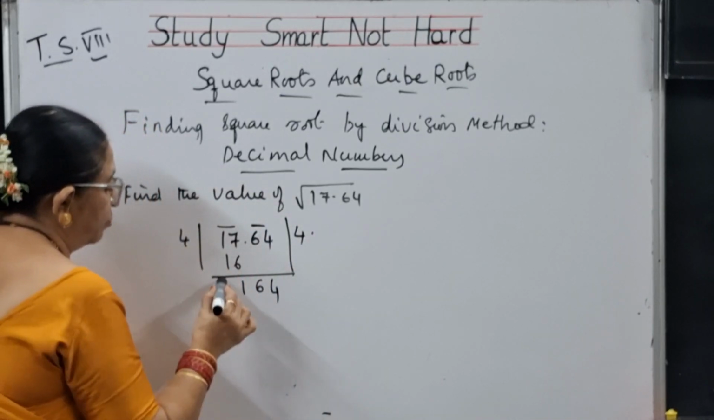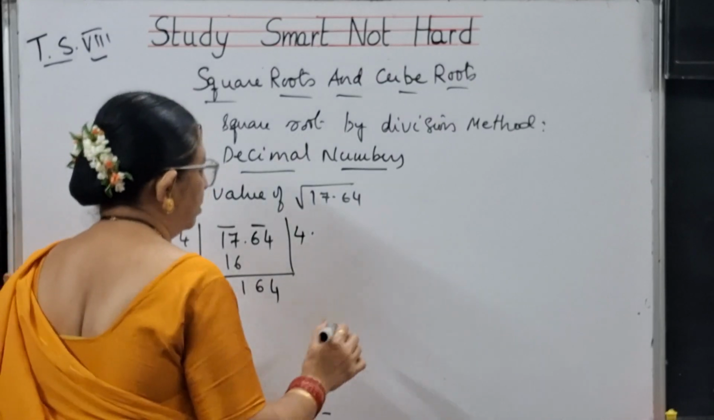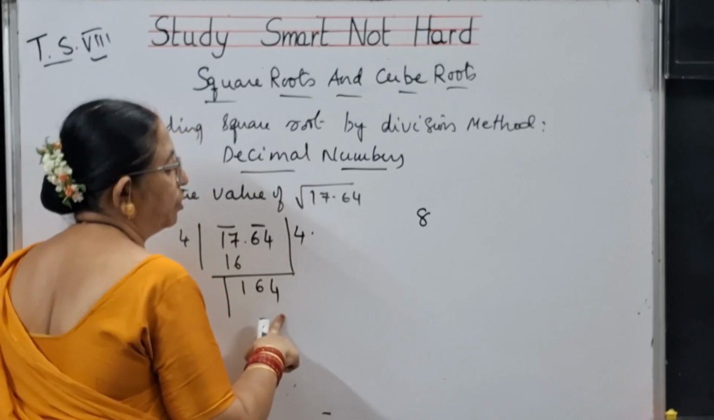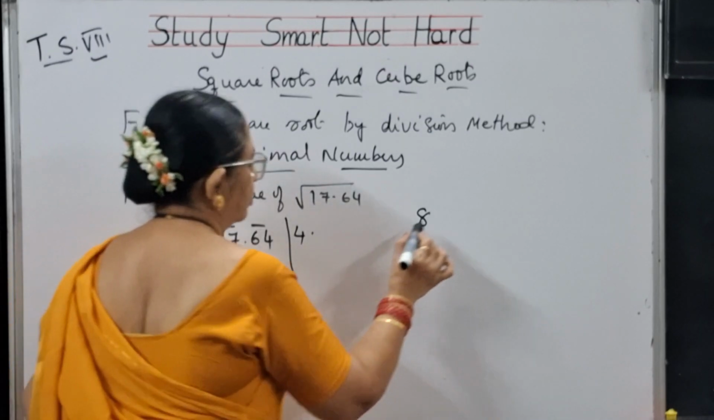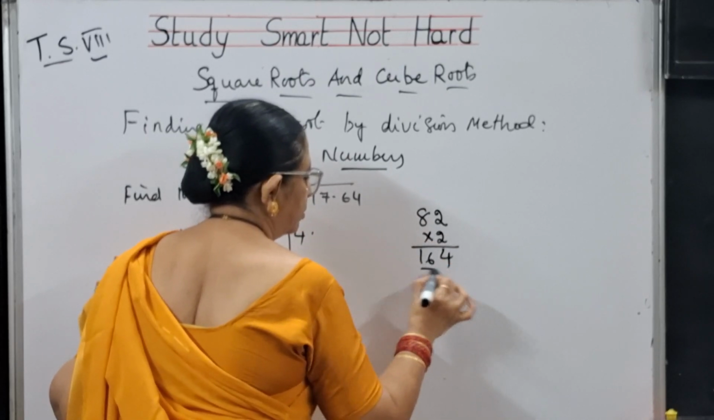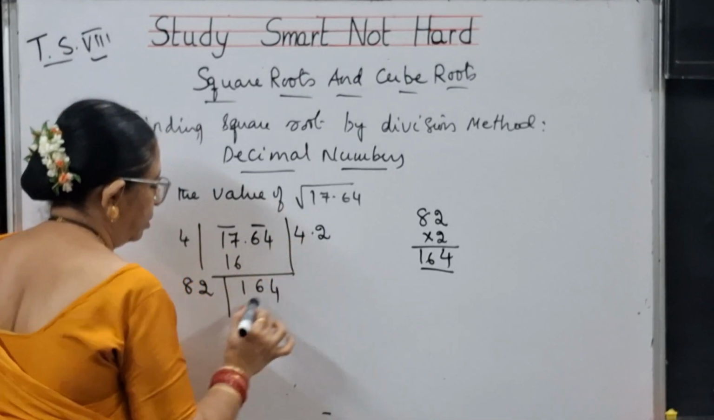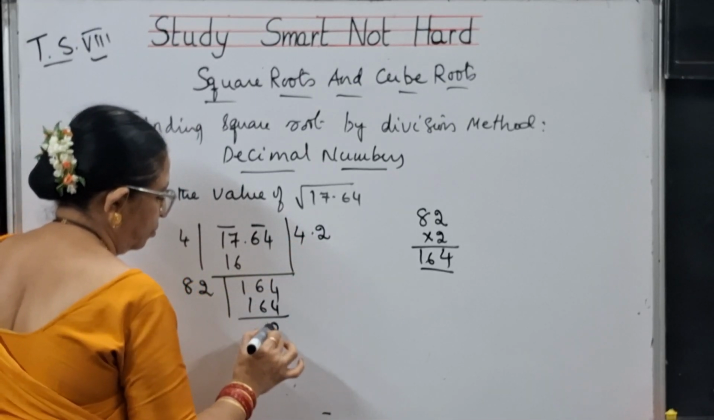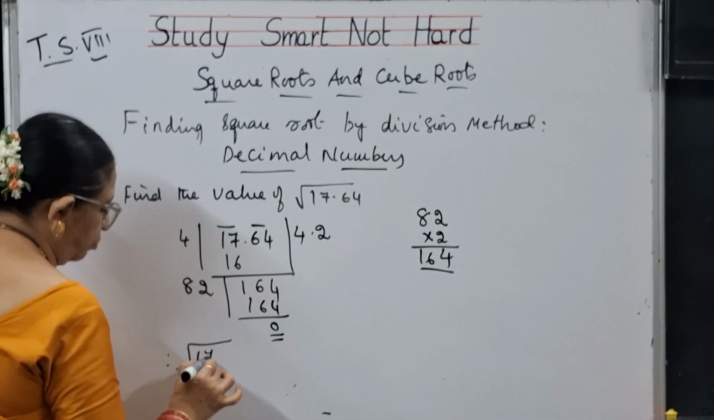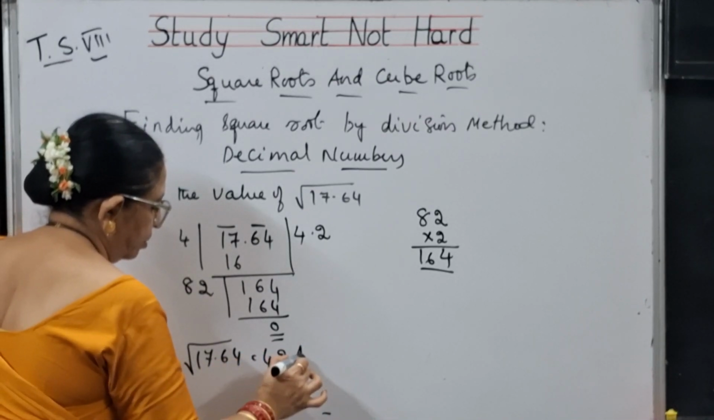Now we have got 164, the same old procedure, 4 twos are 8. Now we are searching for the next number. We know that units plus 4 means 2 twos are 4, 8 eights are 64. So let us first try with 2 into 2. 2 twos are 4, 2 eights are 16. Of course we have got the same. So let us do that. 2s are 164. So remainder is 0. Therefore, root of 17.64 is equal to 4.2 is the answer.